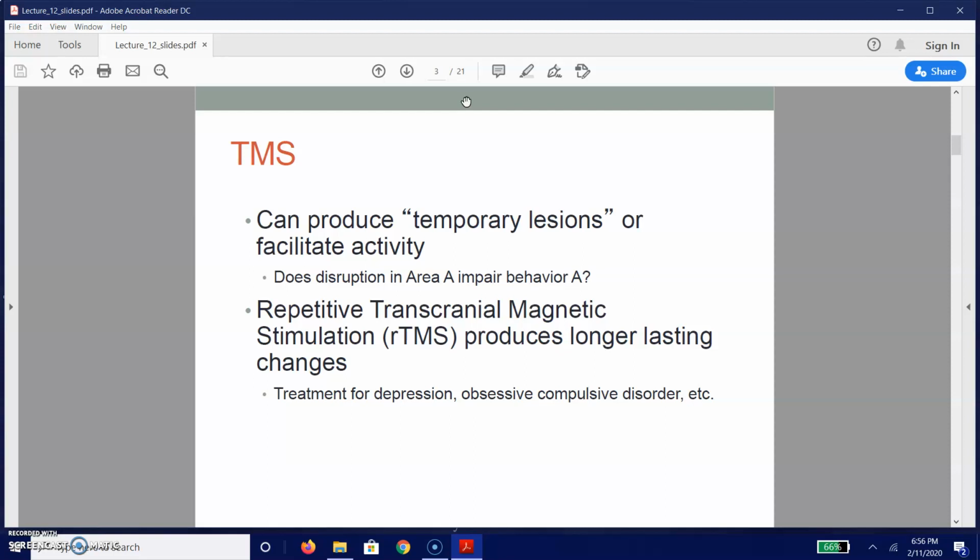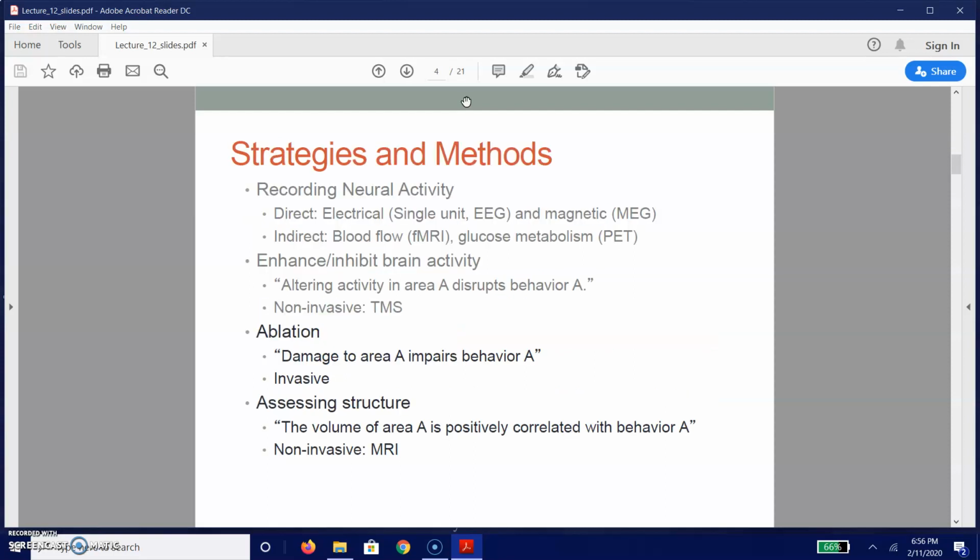We do know that with repetitive transcranial magnetic stimulation, you are repeatedly inducing this stimulation, which produces longer lasting changes in the brain. It's still pretty experimental, but it has been identified as a potential treatment for things like depression, obsessive compulsive disorder, and so on. So now we're going to talk about direct techniques.